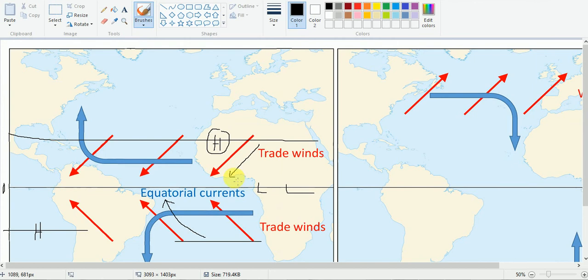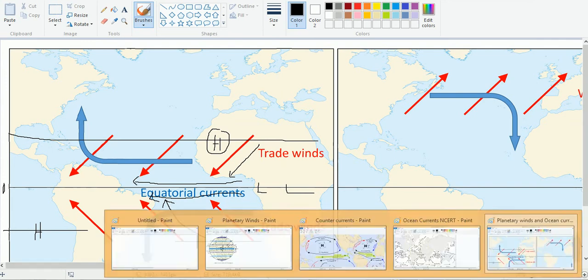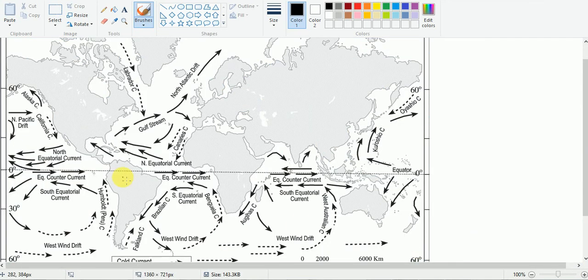And because of these trade winds, one ocean current is generated here just north of the equator, and this is known as north equatorial current. And likewise in the southern hemisphere also one ocean current is generated here, and this is known as south equatorial currents. Just let us see this map given in the book.